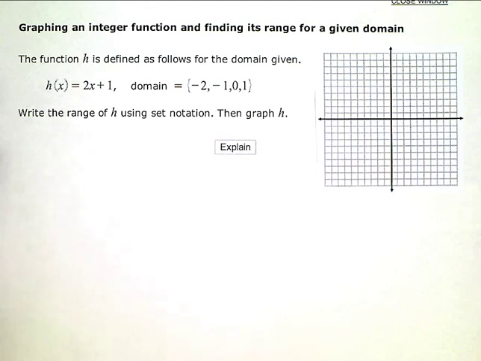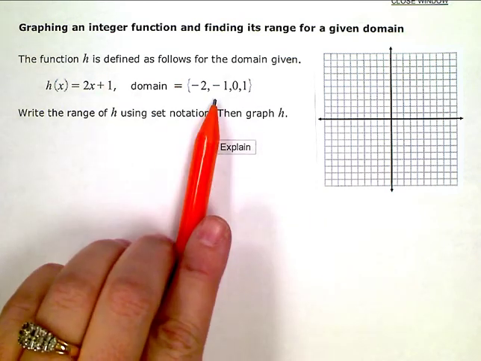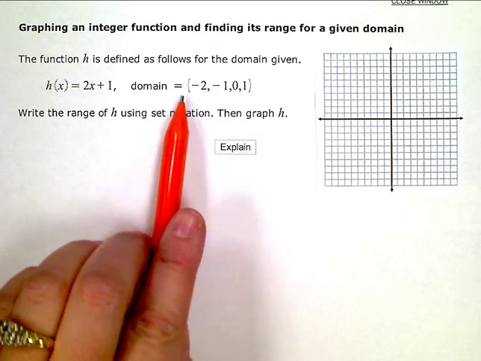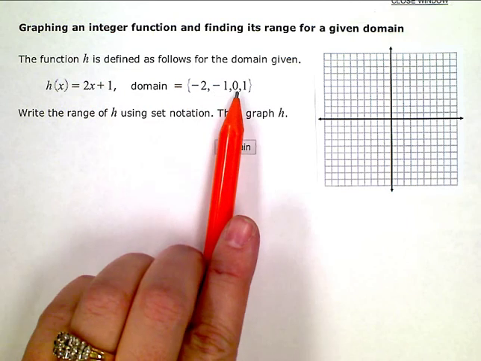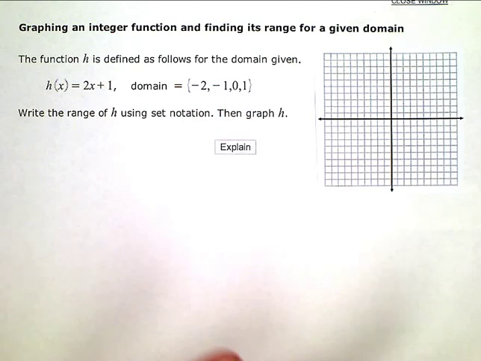Graphing an integer function and finding its range for a given domain. So the problem says the function h is defined as follows for the domain given. Okay, so this is my domain, and this is going to be a discrete function. The reason I know that is because my domain is a list of specific values, and that's all that's included in the domain.